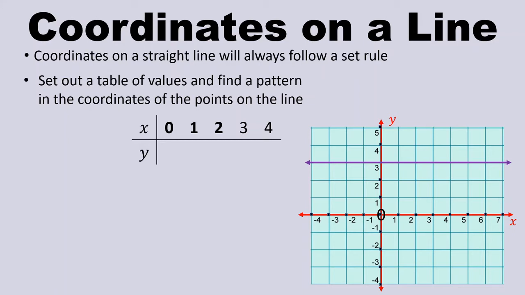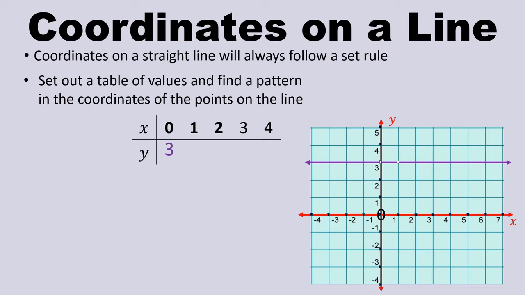So looking at the coordinates on this line, I'll choose a few coordinates that are nice and easy. That's where x is 0, and what's the y value here? I have to take the elevator up to floor number 3. So that's the point 0, 3.